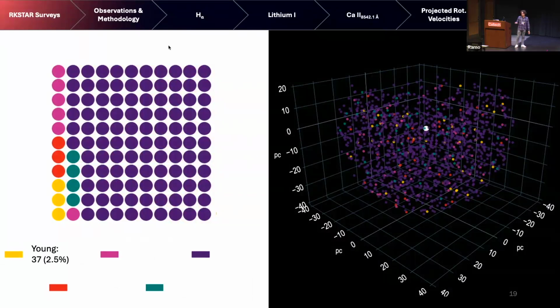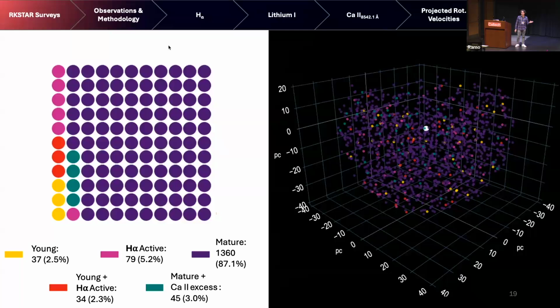So we have that 2.5% of stars are young. Then around 5% of stars are H alpha active. 2% of stars are active and also young. 3% of them are mature and also have excess in the calcium line. But 87% of them are mature, so they might be easier to look for extreme radial velocities.